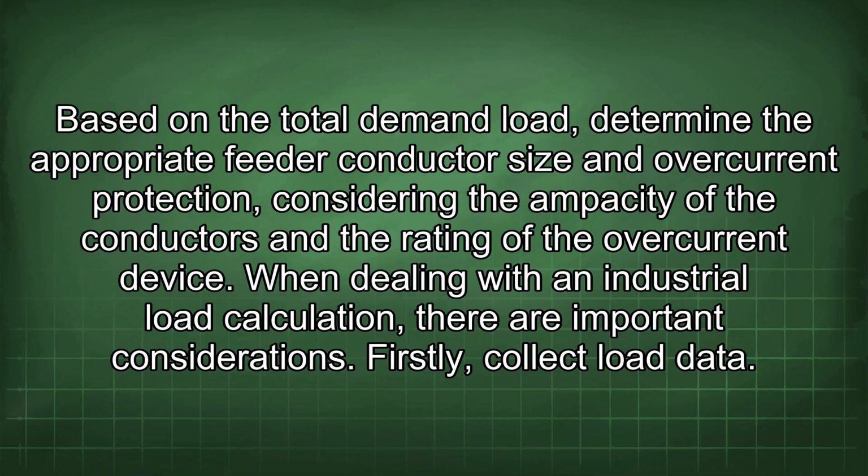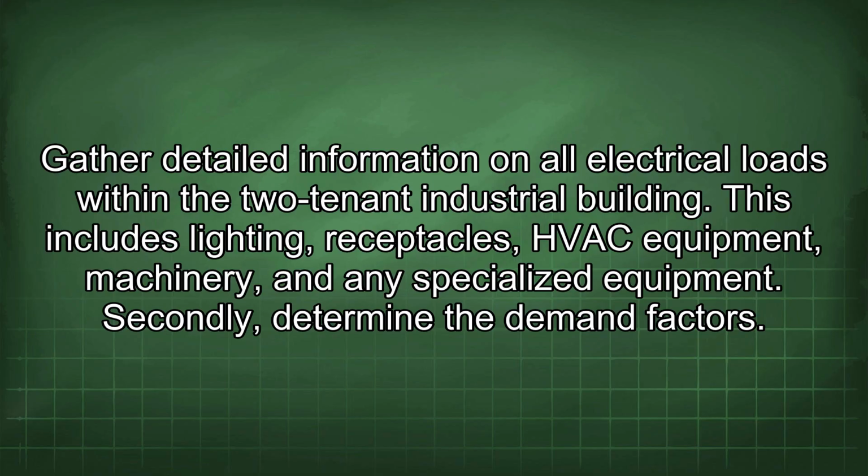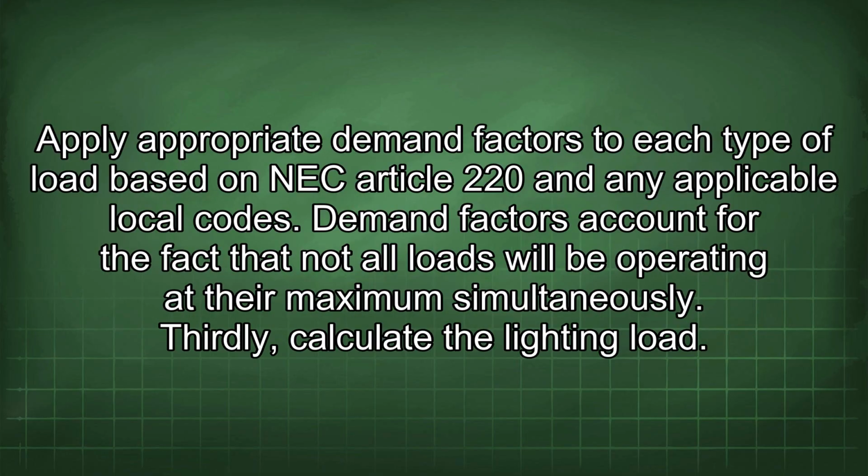When dealing with an industrial load calculation, there are important considerations. Firstly, collect load data. Gather detailed information on all electrical loads within the two-tenant industrial building. This includes lighting, receptacles, HVAC equipment, machinery, and any specialized equipment. Secondly, determine the demand factors. Apply appropriate demand factors to each type of load based on NEC Article 220 and any applicable local codes. Demand factors account for the fact that not all loads will be operating at their maximum simultaneously.